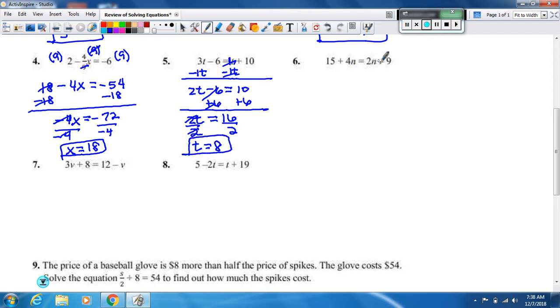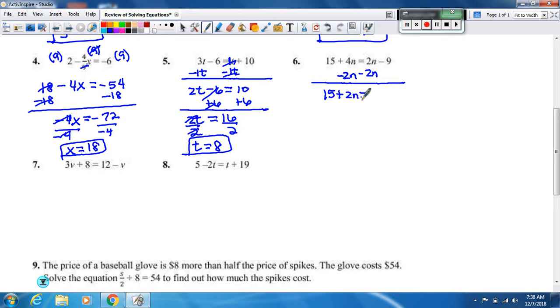Okay, number 6, I'm going to choose to move the 2n to get it with the 4n. So the opposite of positive 2n is negative 2n. Make sure that that gets lined up under your n's. You don't want to put it under the 15. It's not the same thing. Okay, bring down the 15. 4 take away 2, that's a positive 2n.